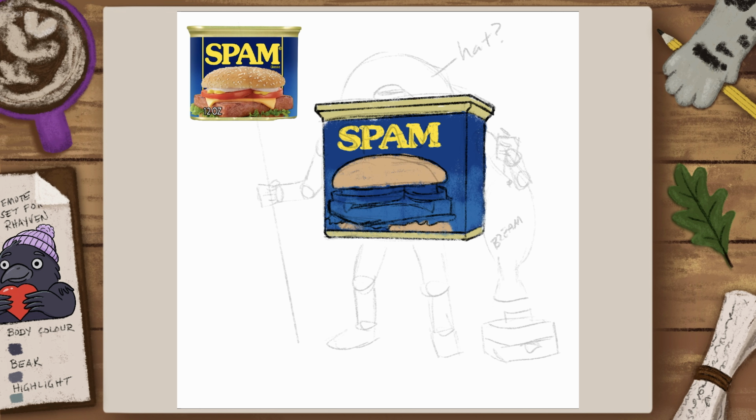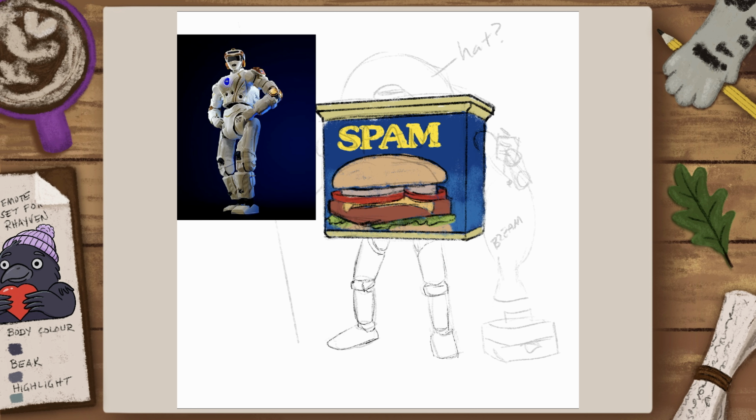Now I go ahead and draw in the sandwich, spamwich, and start to put in the flats, just to get an idea of what my color scheme is going to be and see how it's shaping up. So now that that's done, I'm going to go ahead and draw in the robot legs. And I realize that maybe I don't really know how to draw robot legs. So I bring in a reference. Always bring in a reference if you need one.